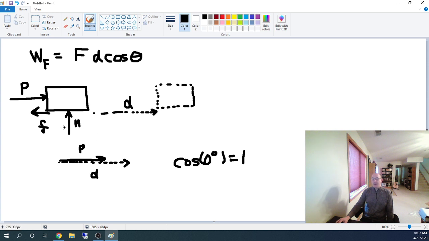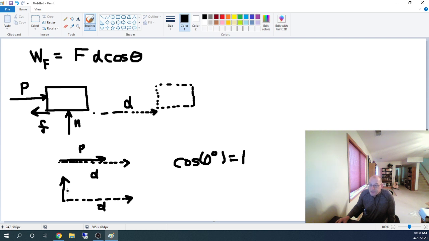Okay, but what if I wanted to know how much work was done by N? Well, you'd have to put whatever the normal force strength is times whatever D was times the cosine of the angle between N and D. Well, for N, it looks a little different, doesn't it? D is still directly to the right. There's D. And then N is a force that points directly up.